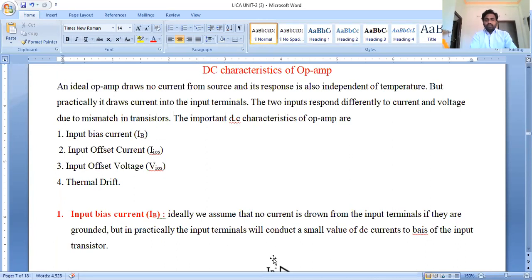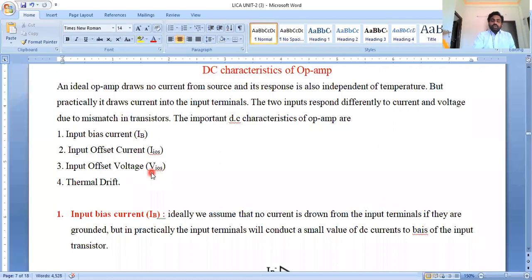What are the four important DC characteristics of operational amplifiers? The first one is input bias current, which is the major cause of the DC characteristics. The second are input offset current, input offset voltage, and thermal drift. We observed how the DC characteristics are created and how we can eliminate them in the previous class. We studied the basic things about input bias currents, input offset currents, input offset voltages, and thermal drifts.